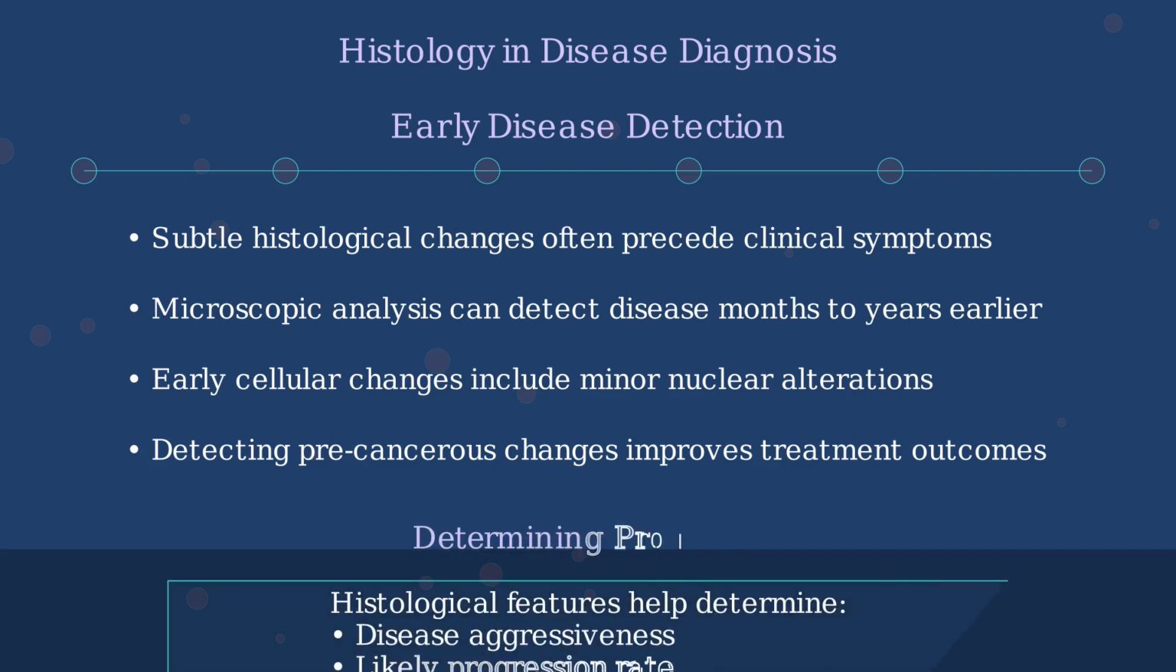Beyond diagnosis, histological features help determine the prognosis by revealing disease aggressiveness, likely progression rate, potential treatment response, and risk of recurrence.